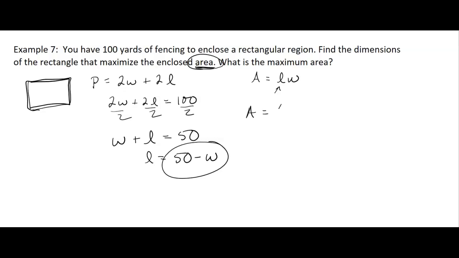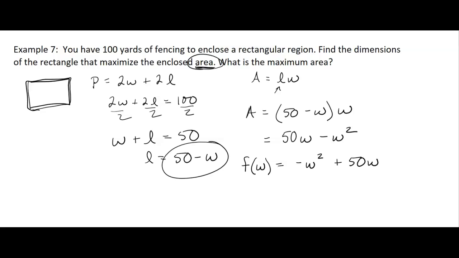Now I can plug that in for the L. So area is equal to 50 minus W times W. Okay. So that might have been a little fast, but hopefully you can follow that, or rewind and watch the video some more. But that's what I get. Now, when I multiply this out, I have 50W minus W squared. Or, if I want to get technical with the notation, the function in terms of W is equal to negative W squared plus 50W. And we're trying to get the maximum area. We want to maximize this function.